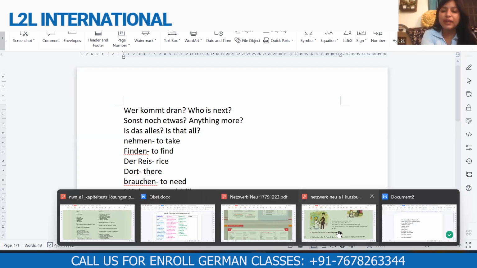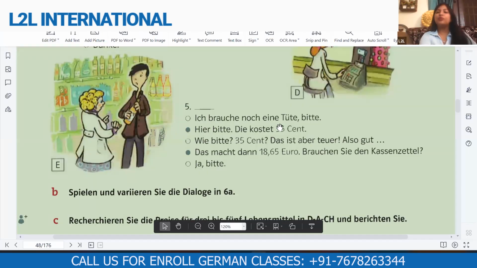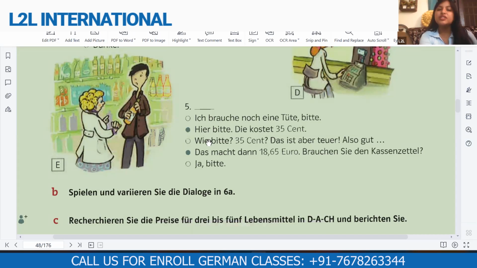She was not expecting that the amount of the bag would be 35 cents. That's why she said, wie bitte? That means, pardon? 35 Cent. Das ist aber teuer. This is really costly. Teuer means expensive. And aber teuer, this is German, they have a way to emphasize their statement by adding some words. Aber is one such word.